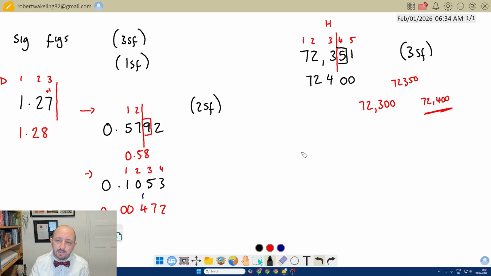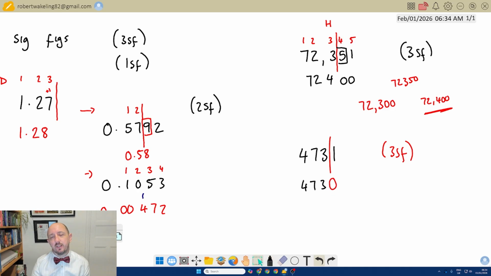So let's do 4731. We'll do 3 significant figures, and we cut the line 1, 2, 3 digits in. Everything after becomes a 0, and it's a 1, so that won't do anything to the 3. That leaves it as 4730, like that. If that was a 6, then this would round up by 1, and then we would have 4740. Everything after the line becomes a 0 with whole numbers.